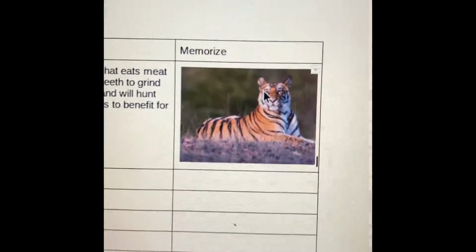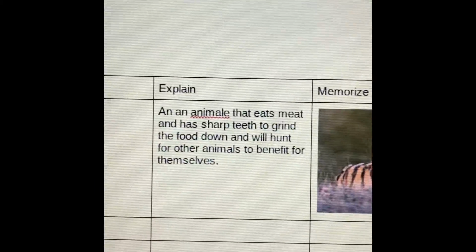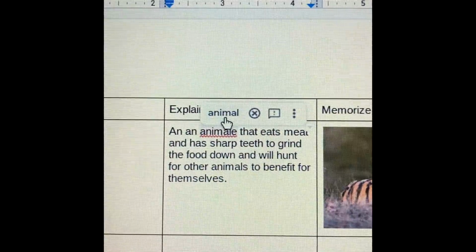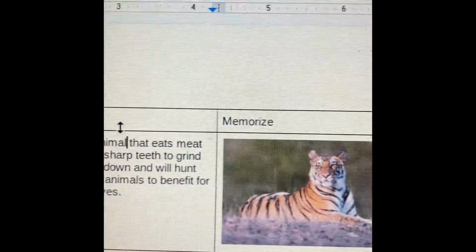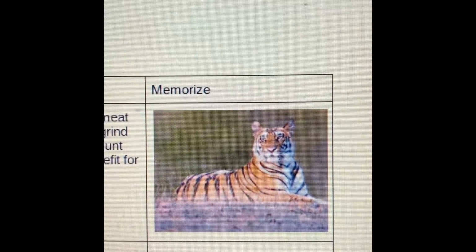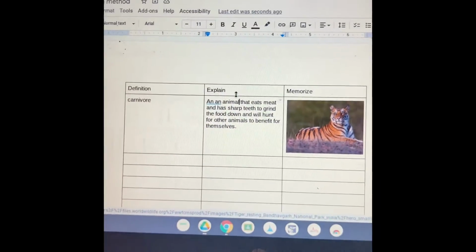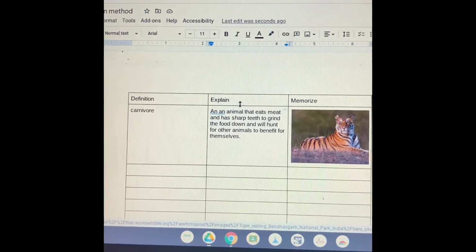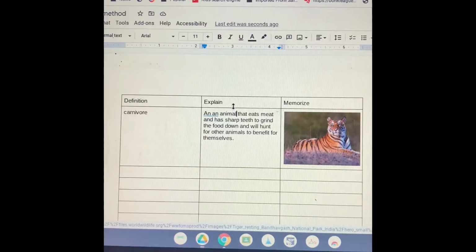We inserted a picture of a tiger because a tiger has sharp teeth and will hunt down other animals for its own benefit, and that's an example of a carnivore. So when you take your next test, when you think of a carnivore, you might think of a tiger, because that's an example. This is an example of how it can help you in biology. Let's see an example of how it will help you in social studies.